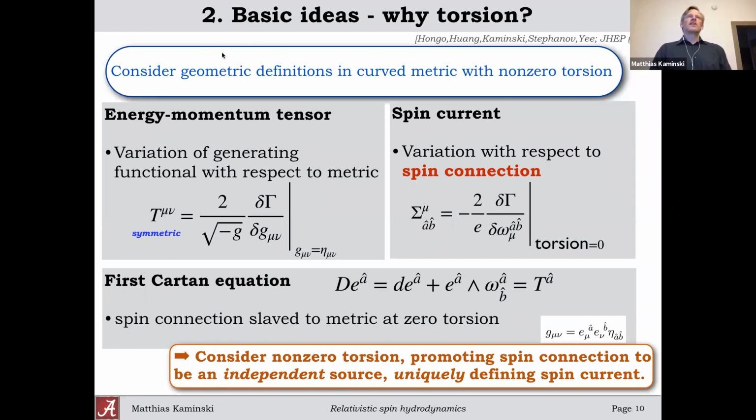So let's consider the geometric definition of our currents. Let's say here's an energy momentum tensor as one conserved current, and also a spin current. How would we define them with the help of a curved metric? Well, we would think of the energy momentum tensor as the source for curvature, right? So the energy momentum tensor is given here as a generating functional varied with respect to the metric. There's a factor of 2 because of the symmetrization of the indices, and then you have a square root of minus g sitting here, which makes this a tensor instead of a tensor density.